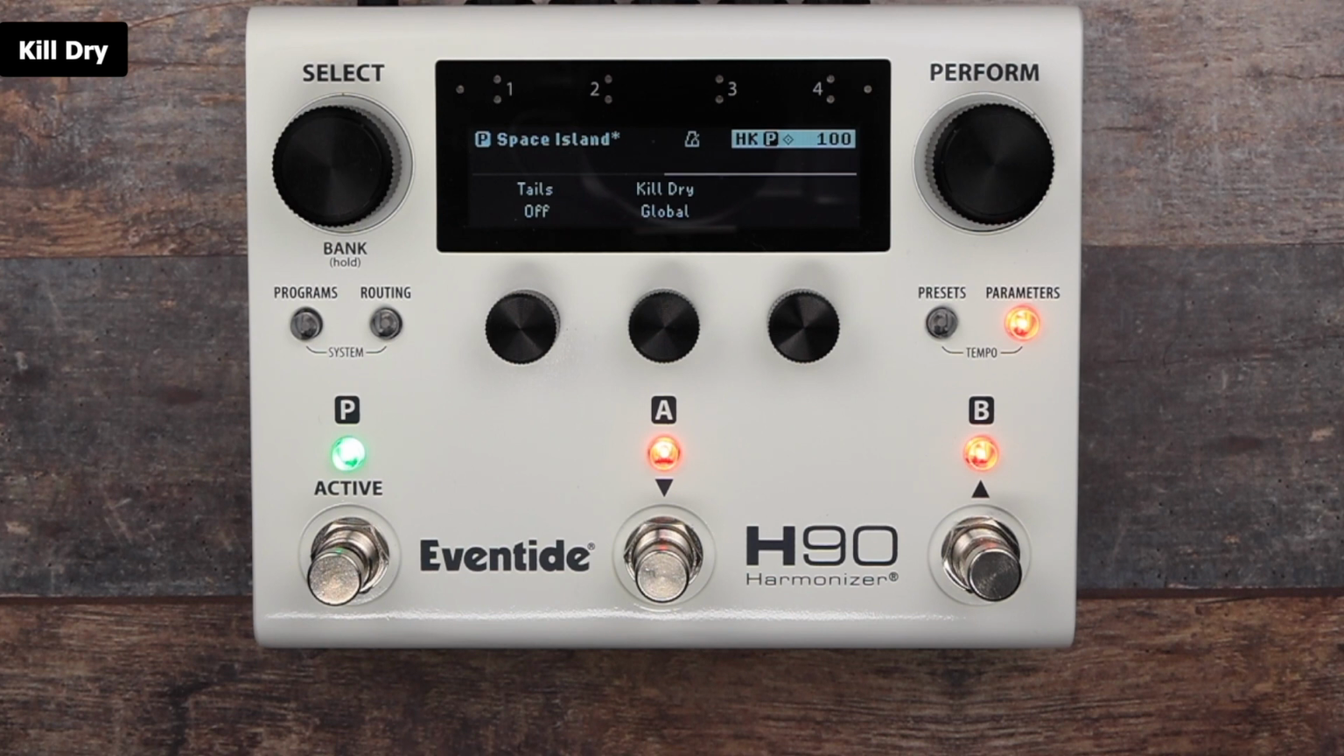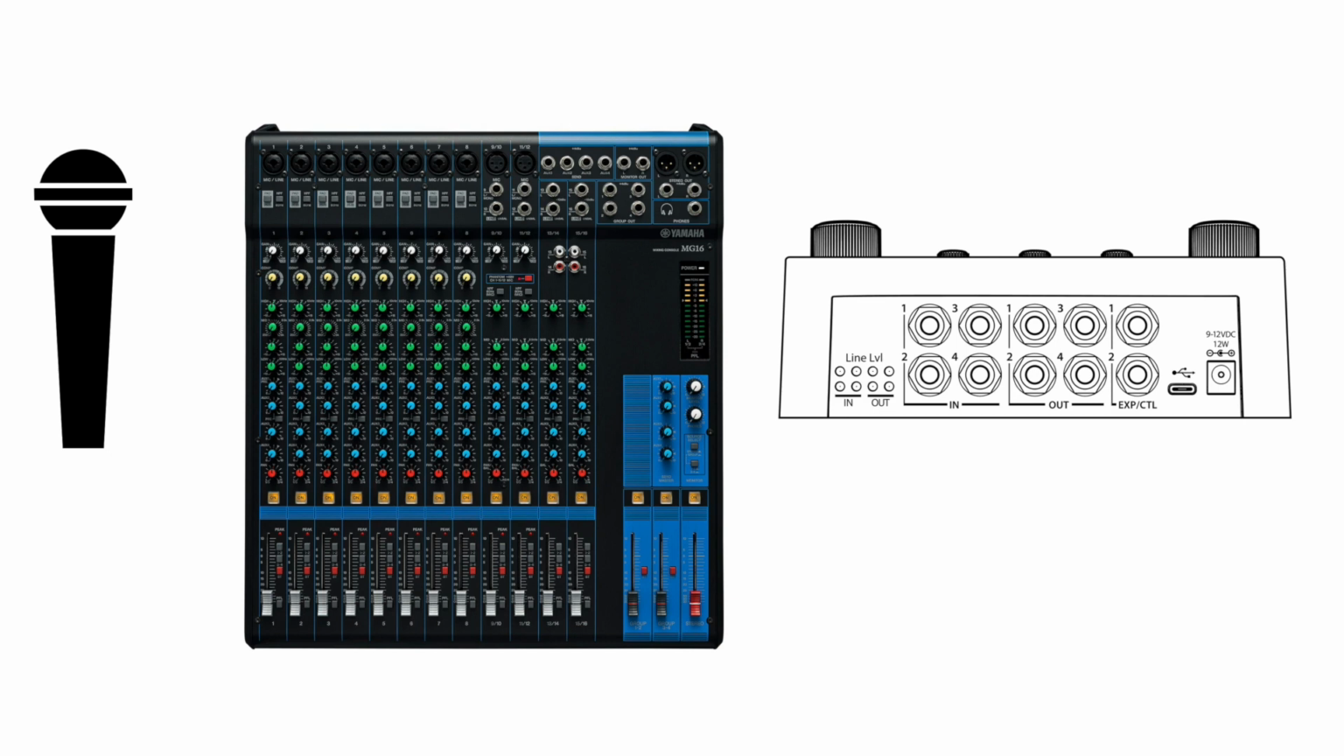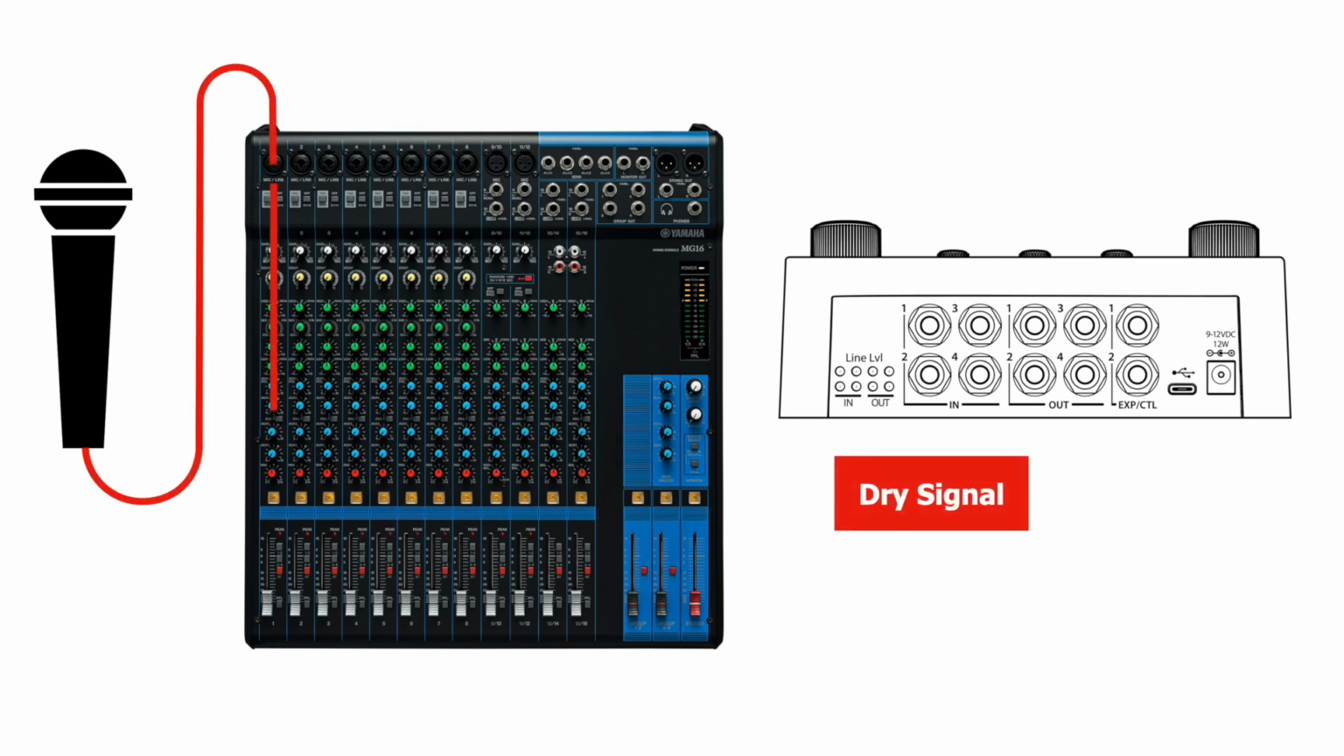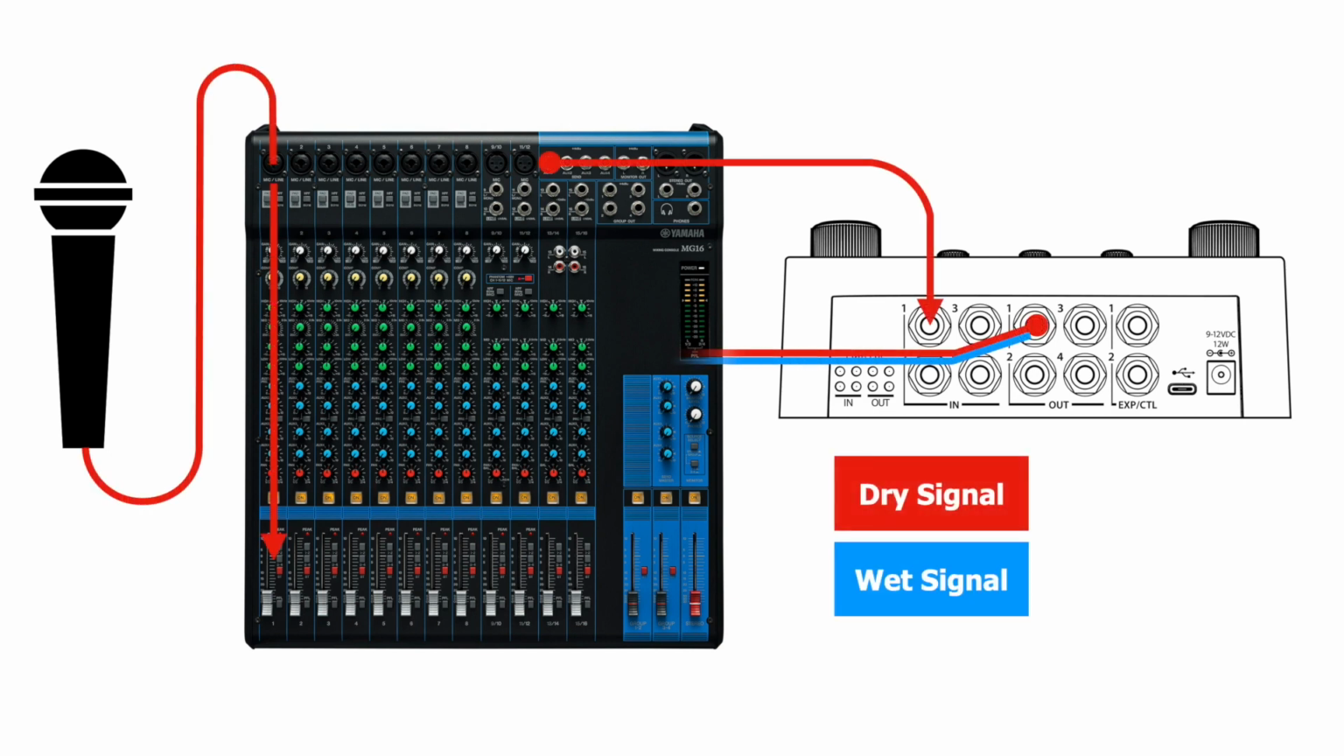Kill Dry is useful whenever there's a parallel signal path. For example, when using the H90 as an effects processor in the send and return of a live sound console, it's better to run it in Kill Dry mode so we are not mixing the dry signal processed through the H90 with the dry signal from the originating channel.